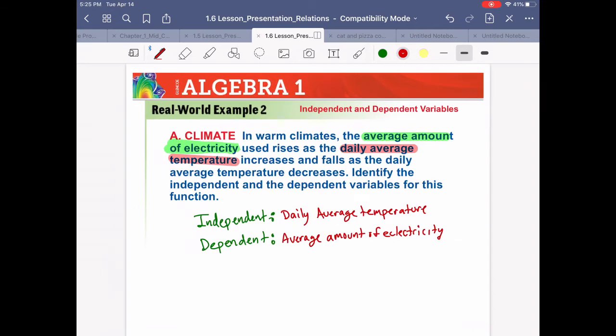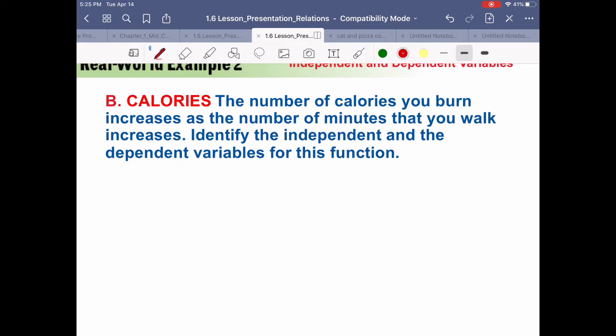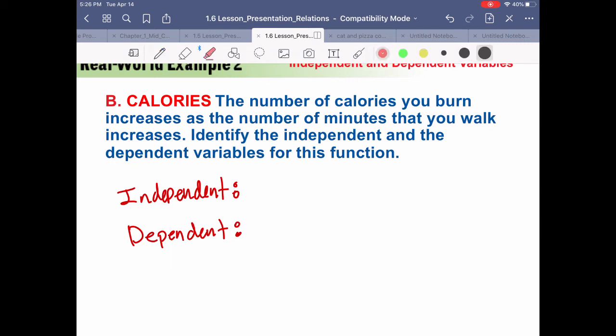Alright, so we have another example, and then that'll be it. This one's talking about calories. The number of calories you burn increases as the number of minutes that you walk increases. Identify the independent and the dependent variable for this function. So once again, we're identifying two things. We're looking for the independent and the dependent. So I'm going to look for the two things. The number of calories you burn.